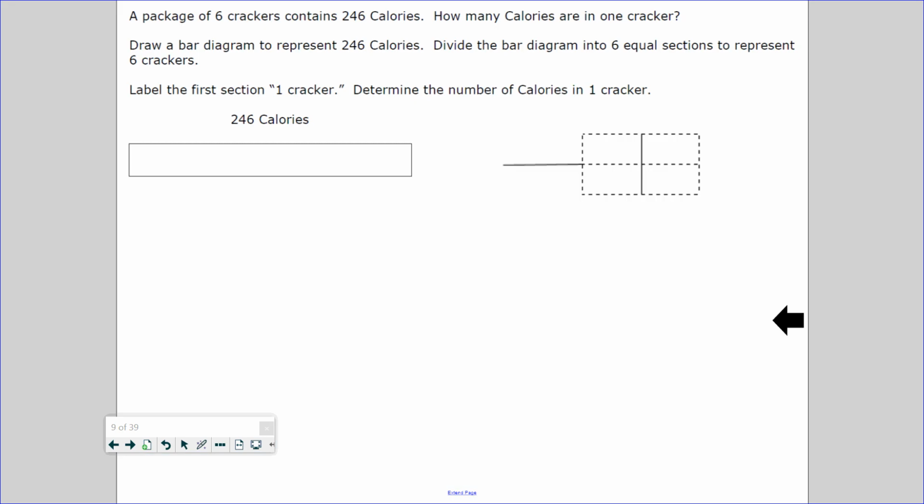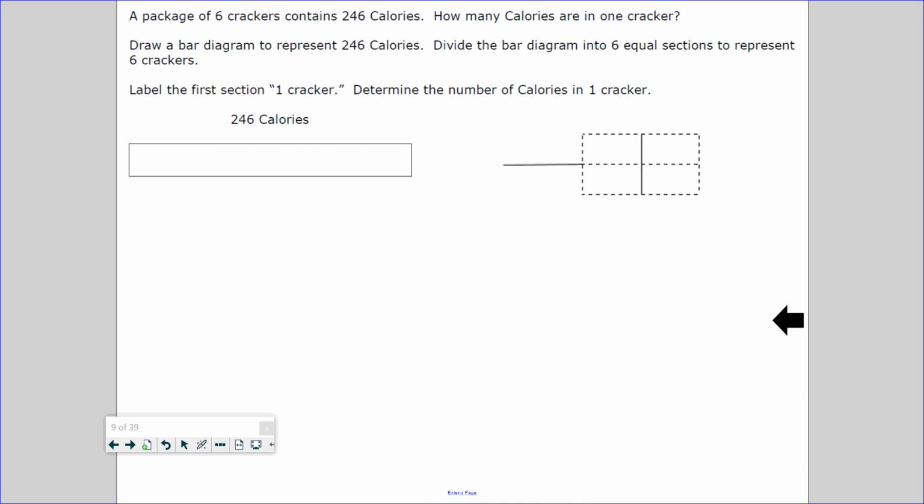So what you're going to do is practice breaking things down now, just like what you did on your previous homework from the previous night. A package of 6 crackers contains 246 calories. How many calories are there in 1 cracker? So here is a bar diagram, and here is a table. We're going to learn how to do both of them.